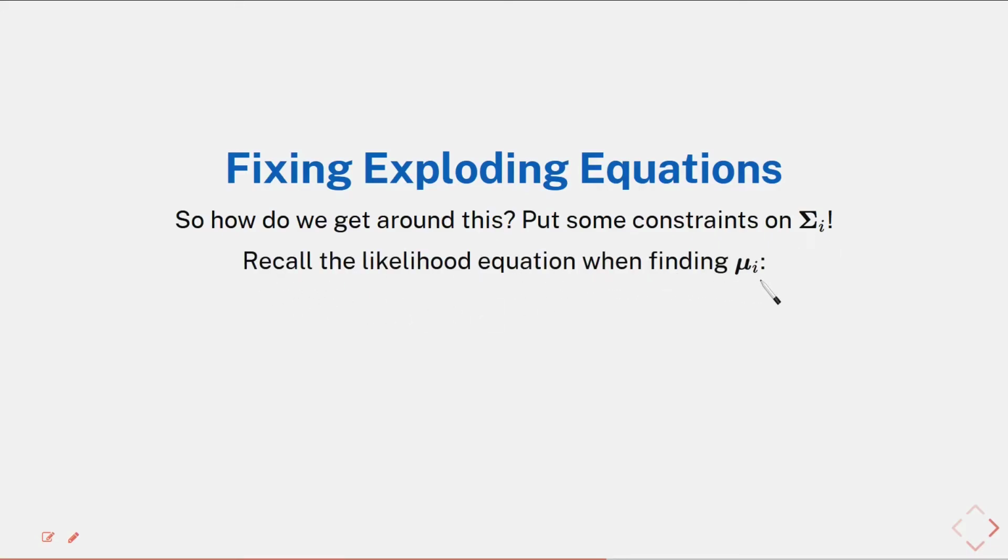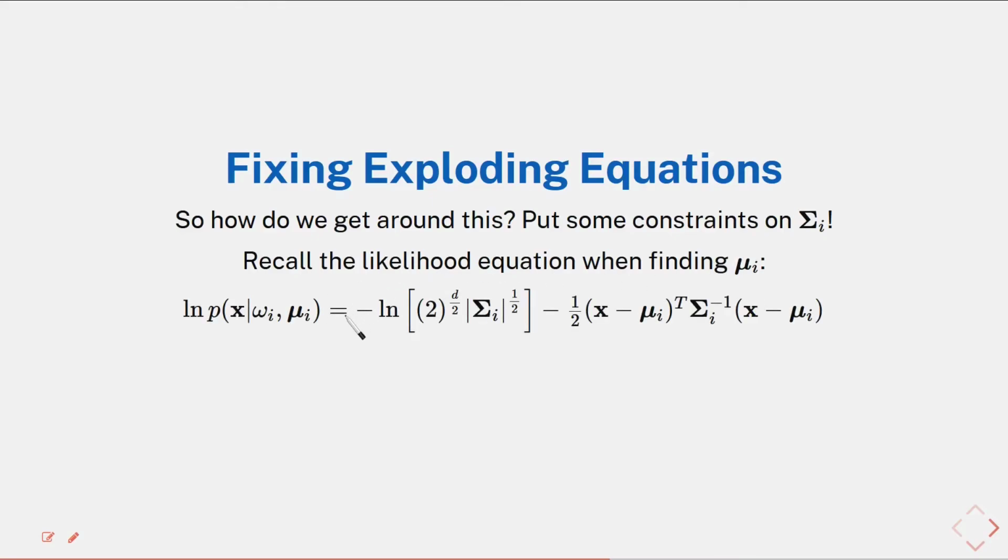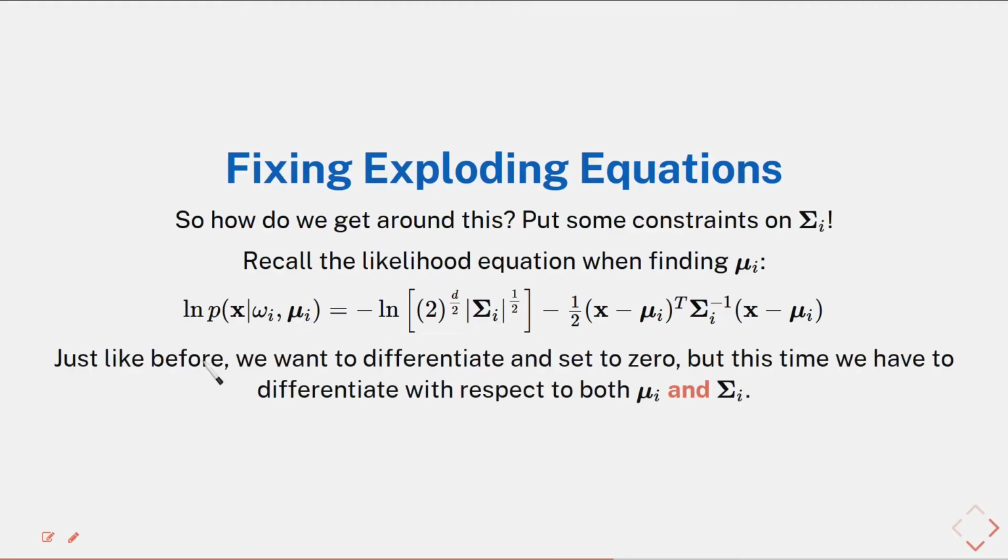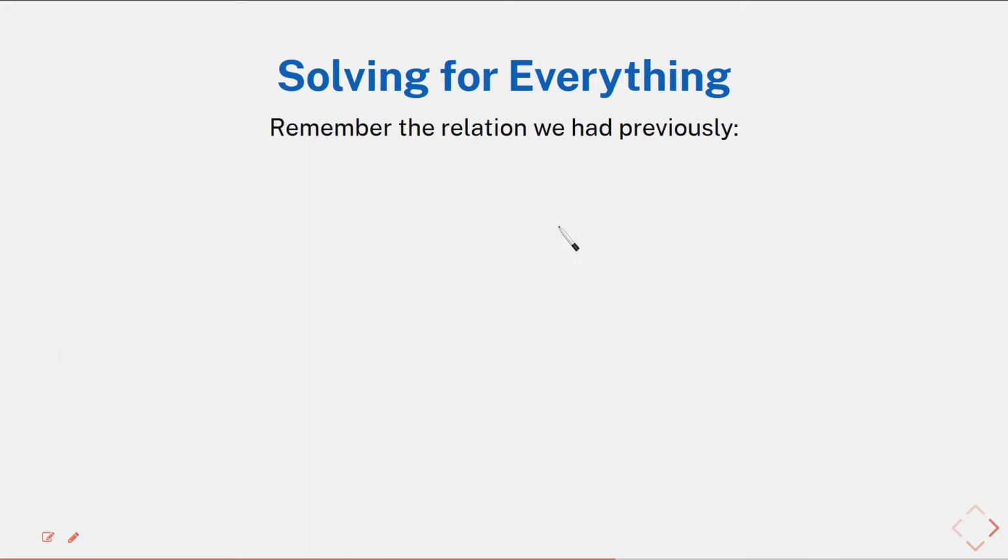Recall the likelihood equation when you're finding mu. Again, we replaced our probability with the Gaussian. We took the ln of the Gaussian and we ended up with this whole thing. Then we said we're going to take the derivative of this with respect to mu, which means this goes away. But now we're not getting rid of this, because we have to find sigma as well. So just like before, we want to differentiate and set to 0, but this time we have to differentiate with respect to both mu and sigma. Now we have a two parameter problem that we're trying to solve.